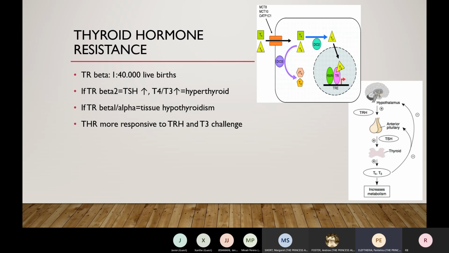If the mutation is not central but peripheral, so you have insensitive peripheral tissues, then you have a true tissue hypothyroidism.